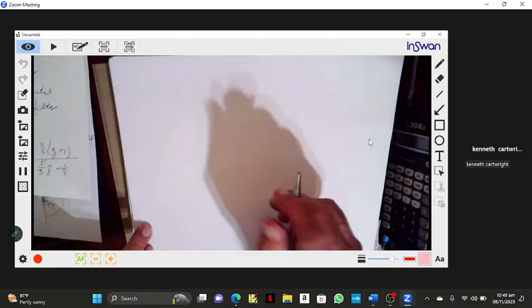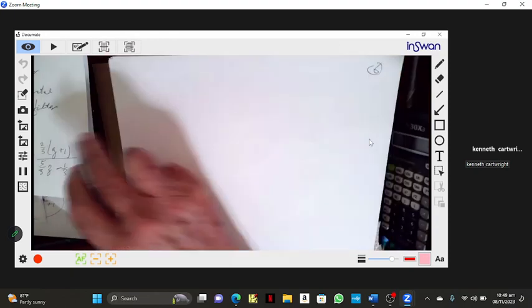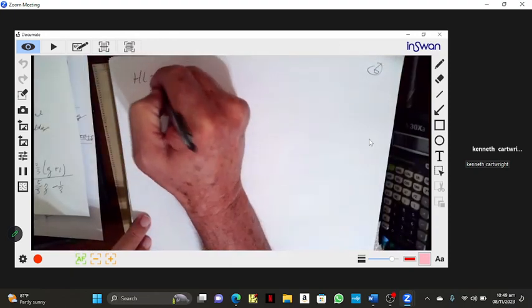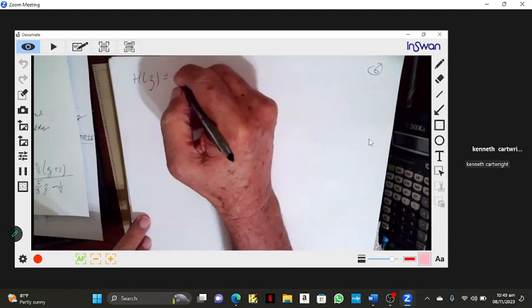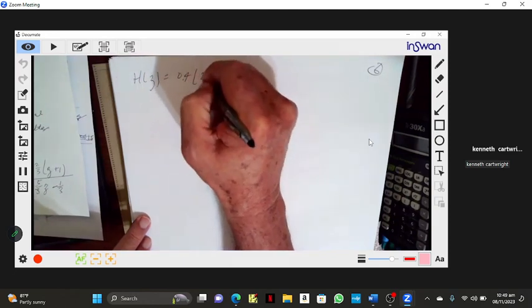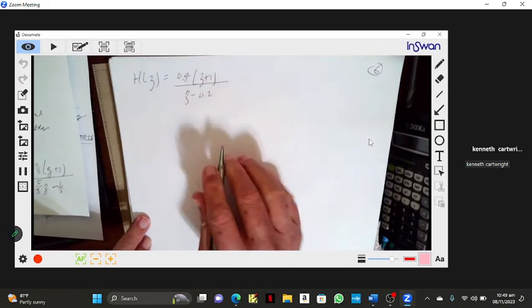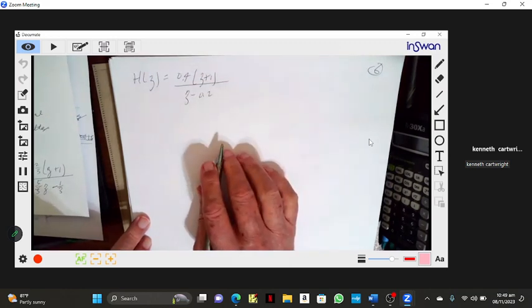How do we get the frequency response, the magnitude of this filter? So H of z is 0.4 times (z plus 1) over (z minus 0.2). That's standard form. How do we get the magnitude of the frequency response?